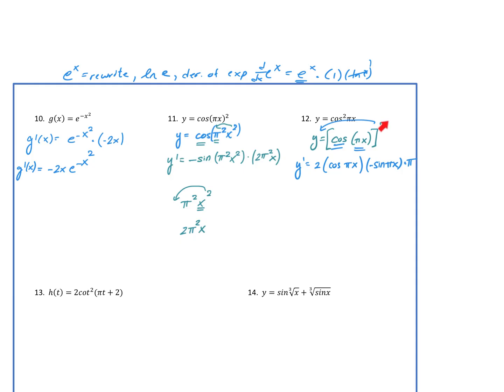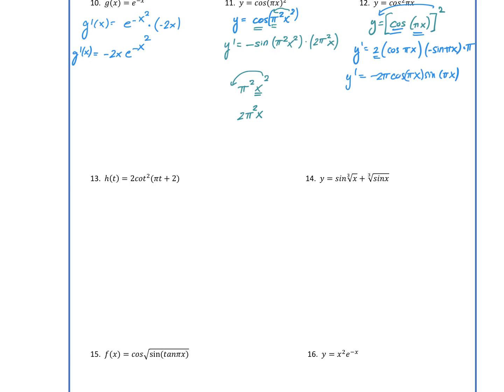You start with the outer function, you bring it down, you rewrite it. Derivative of the inside has 2 parts now. We have cosine, and then once we do the cosine, we have pi x. We can clean this up a little bit to say negative 2 pi cosine of pi x sine of pi x.